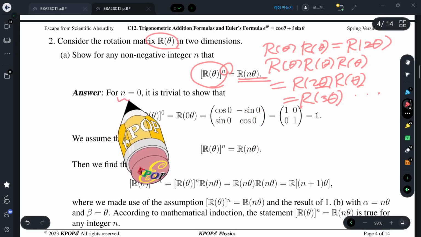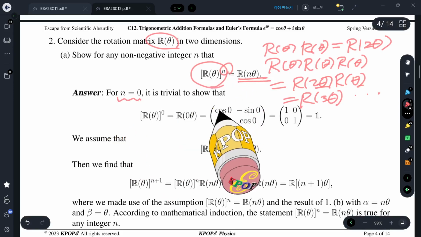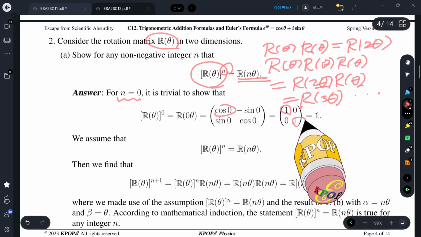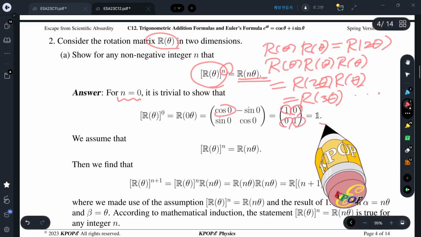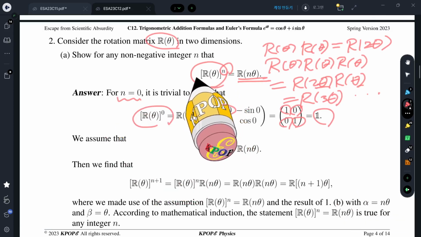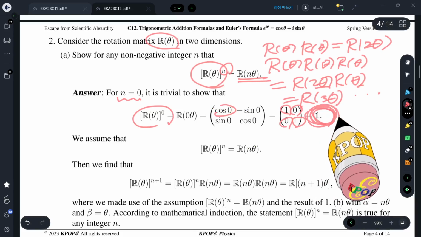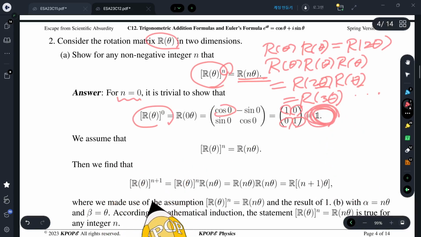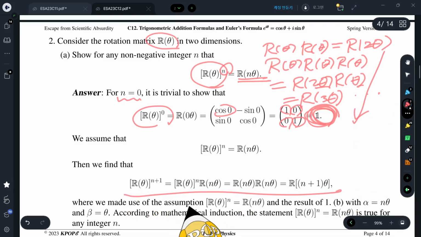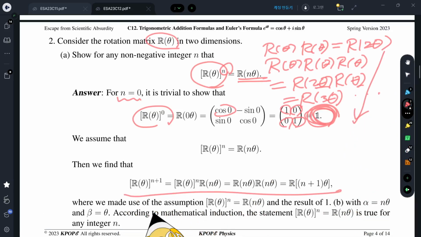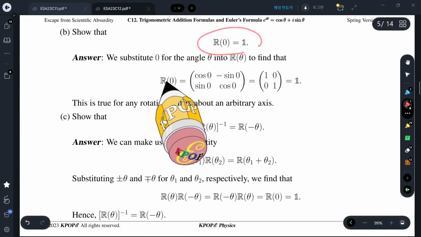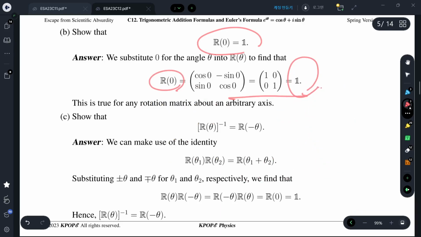So for n equals 0, it is nothing but cosine 0, sine 0. And cosine 0 is 1, sine 0 is 0. So it is an identity matrix. If we do not rotate, the rotation matrix is nothing but the identity matrix. And we can prove this relation by mathematical induction we are very familiar with. For 0, substitute, that's fine.